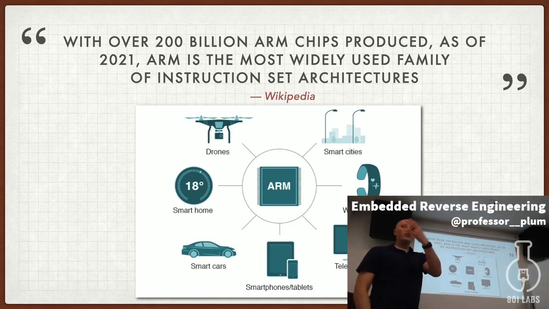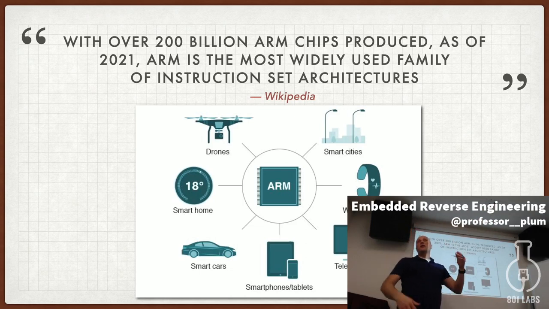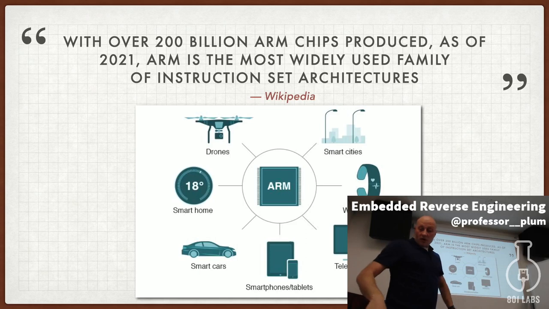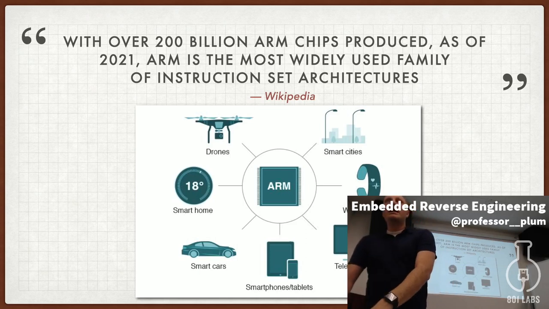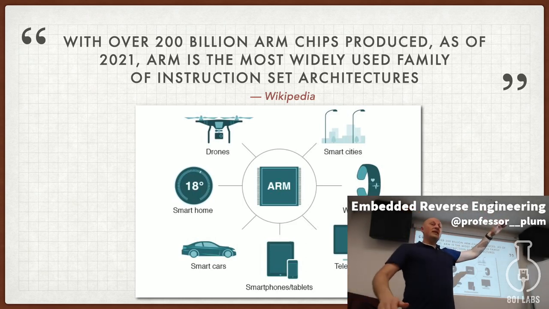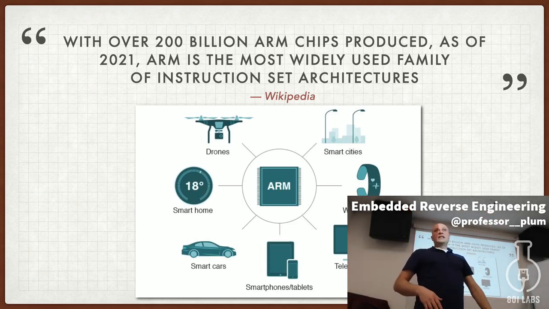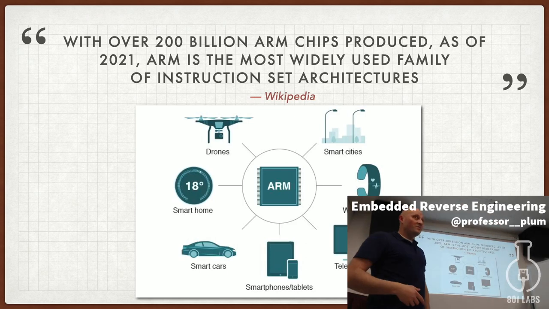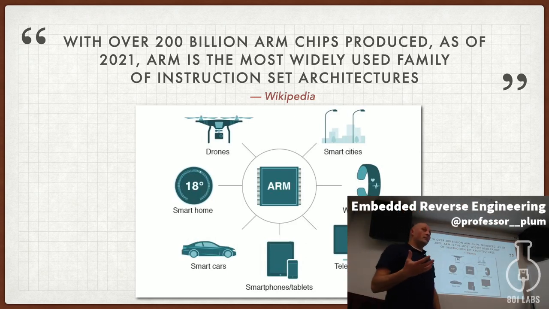Like every one of your cell phones have been ARM processors from almost the get-go, really. And I've got an M1 Mac at home. I don't have it here, but ARM is slowly niching away at the x86 world as well. So I'm suggesting ARM because if you're getting started, don't start on an architecture that's on its way out. Start on something that's going to be around.